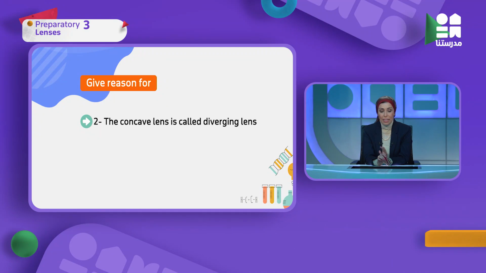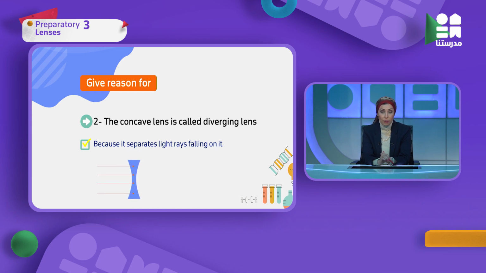When we talk about the convex lens, it is converging. What about the other type, which is called concave? I only play with two words, converging and diverging, not more. So when I say second, give reason: the concave lens is called diverging. We said before what's meant by diverging: separating, scattering. But don't use the word diverging because it's in the question. You have to use another word in the answer: the concave lens separates and scatters the light rays that fall on it. Let's see how.